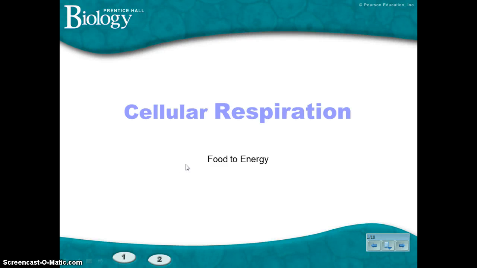Today's topic is cellular respiration, and this is a continuation of our study on how organisms get energy. It's connected to photosynthesis in that photosynthesis is the process that plants use to make glucose. Cellular respiration is the process that both plants and animals use to turn that glucose into ATP, which is the form of energy that their cells can use for their cell functions.